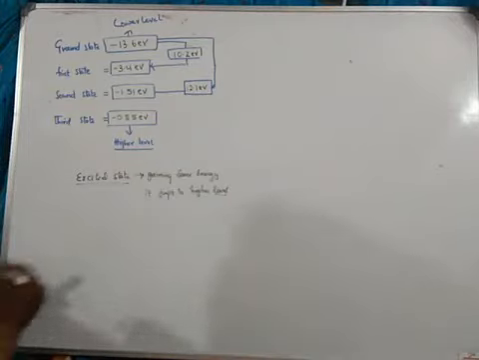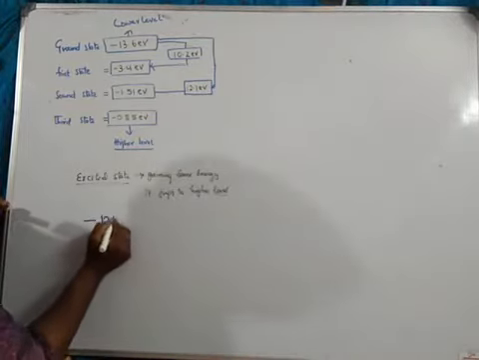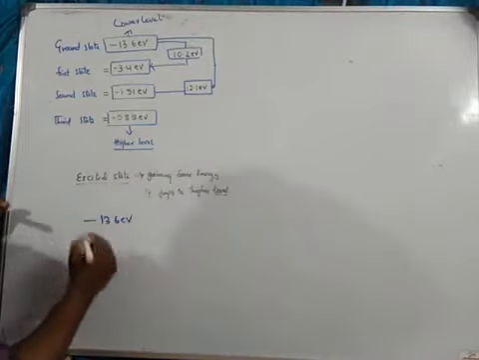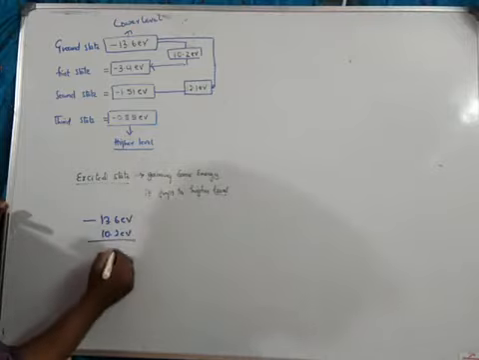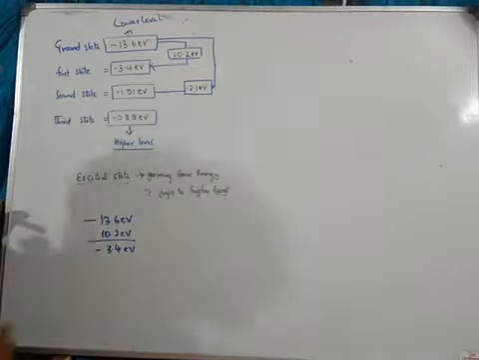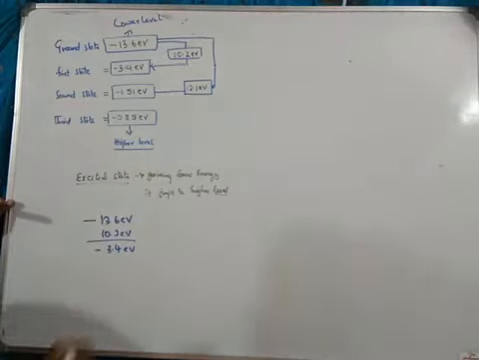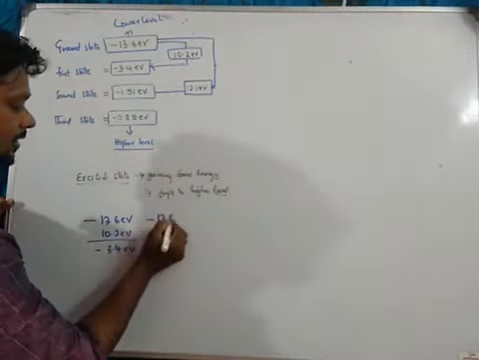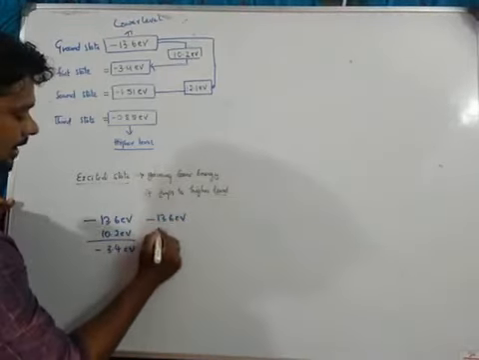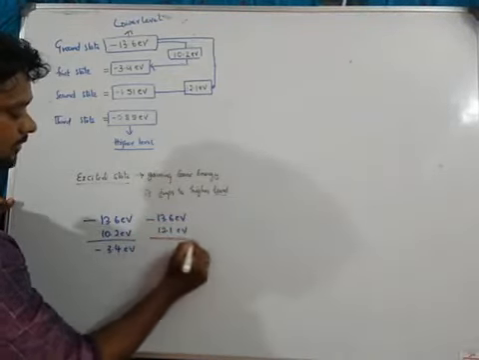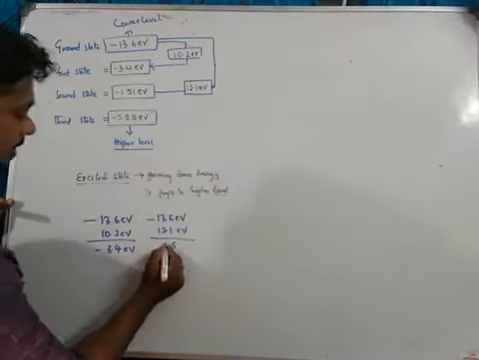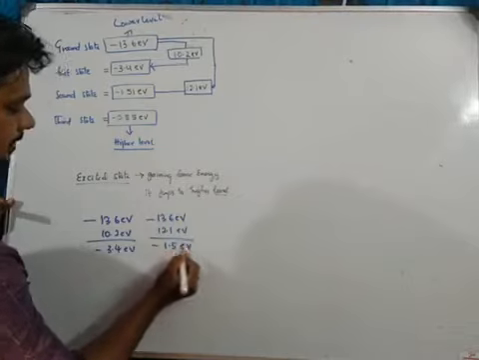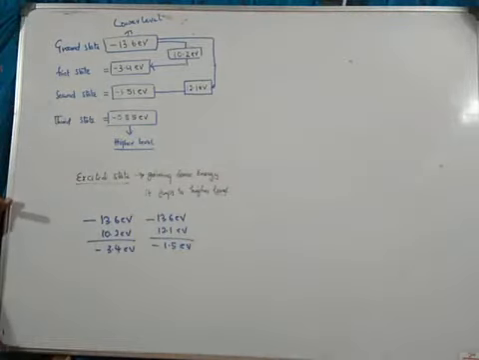Suppose we consider this. We have minus 13.6 electron volts. If you add 10.2 electron volts, what will be the difference? It is 3.4 with a minus sign, so it will reach the first level. Similarly, we have minus 13.6 electron volts. If you add 12.1 electron volts, then we get minus 1.51. So it will reach the second level.